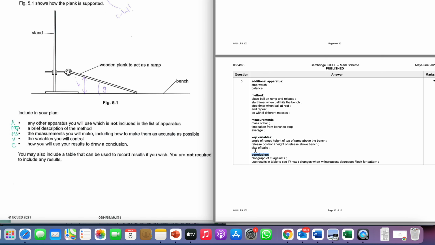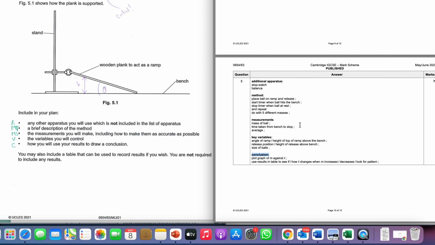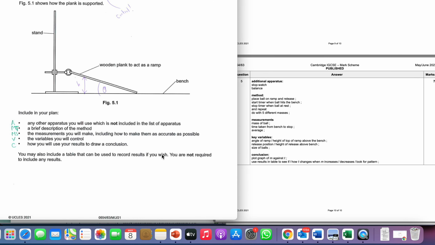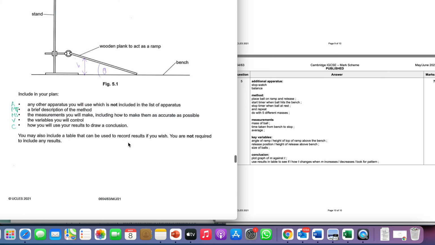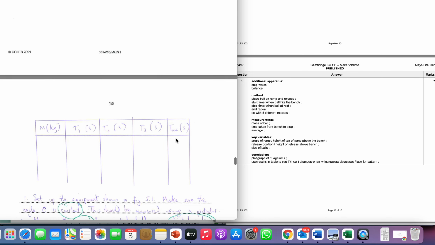As usual, the marks will come from each of these categories, usually 1 from each one, and a maximum of 2 from each one. So you do not need to have all of this stuff. This would be overkill. My answer is definitely overkill, but we're trying to hit as many points as we can, but you don't have to. You can include a table of results. You're not required to do any data taking, so you don't need to write any values down. Okay, what do we do then?